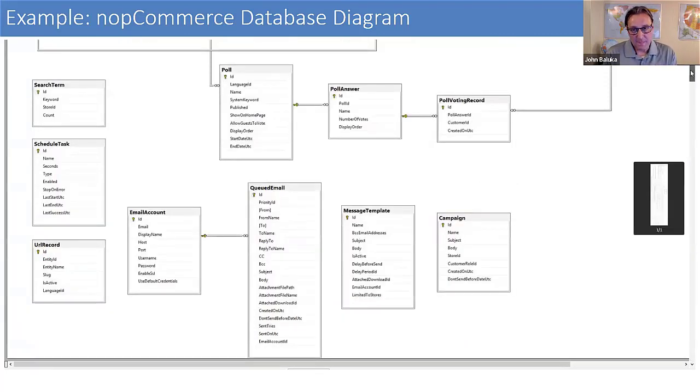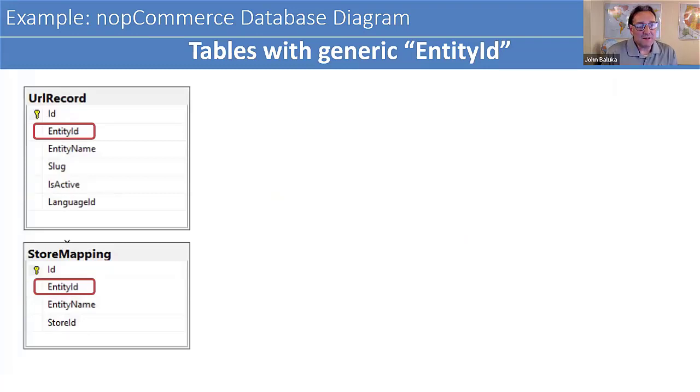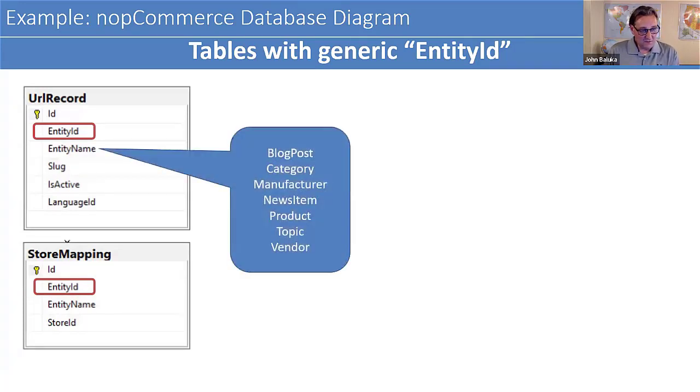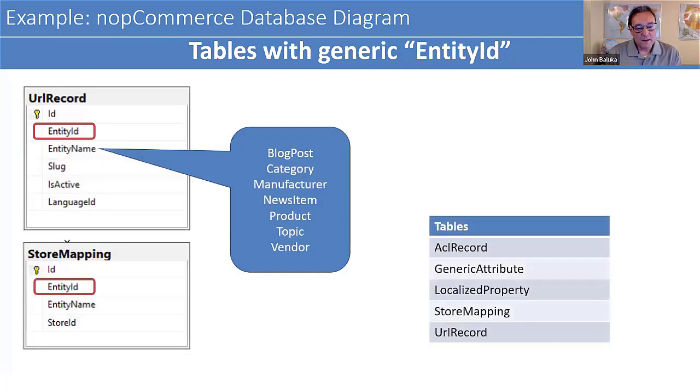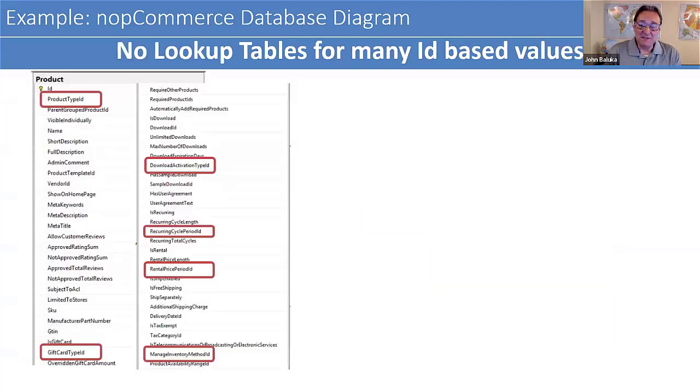So for example, with NOP Commerce, they have this entity ID that you can't just get from a database diagram. An entity ID is an ID that, within the name itself, could be a blog post or a category. So these other tables are what that entity ID could be pointing to, and there are other tables that have these entity IDs as well. That's the purpose of an entity ID. There are not a lot of lookup tables inside the database structure of NOP Commerce. You'll have a lot of ID fields, but there's no lookup table associated.